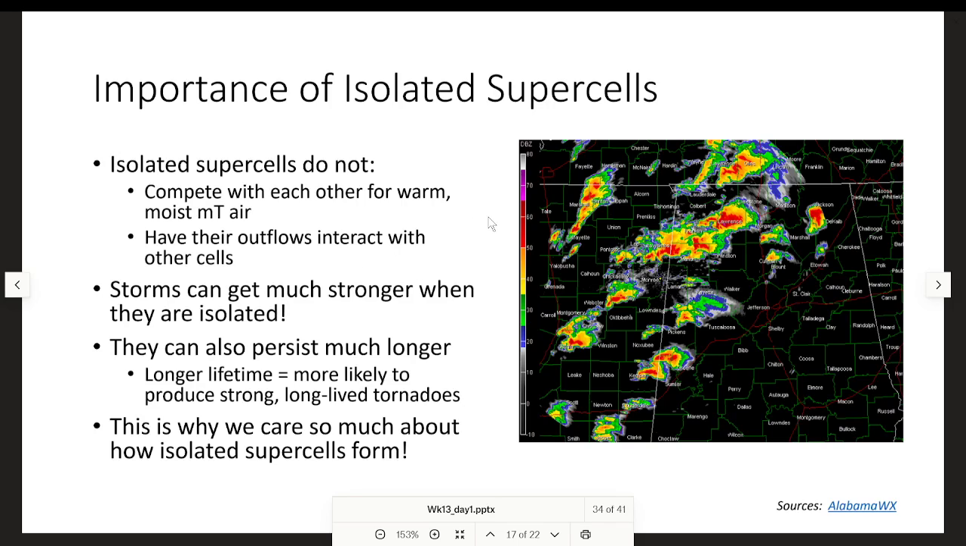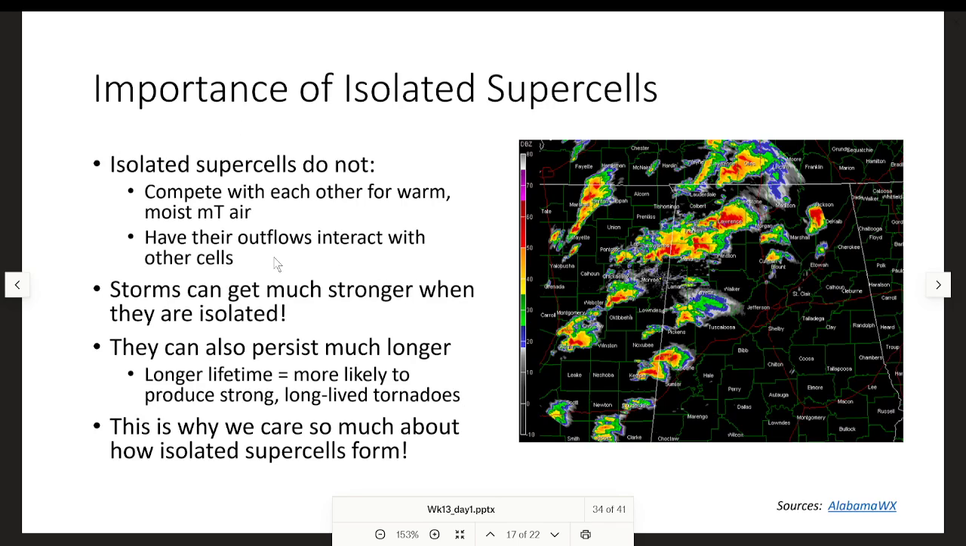Isolated supercells do not compete with each other for warm, moist, maritime tropical air. Their outflows don't interact with the other cells. This is where I'm from. This is Mississippi, Alabama. I went to school in Oktibbeha County, at Mississippi State. Yeah, we got tornadoes all the time. And yeah, they were in cold fronts. So that's why I'm biased, because you get a lot of cold front supercells forming in Mississippi. Anyway.